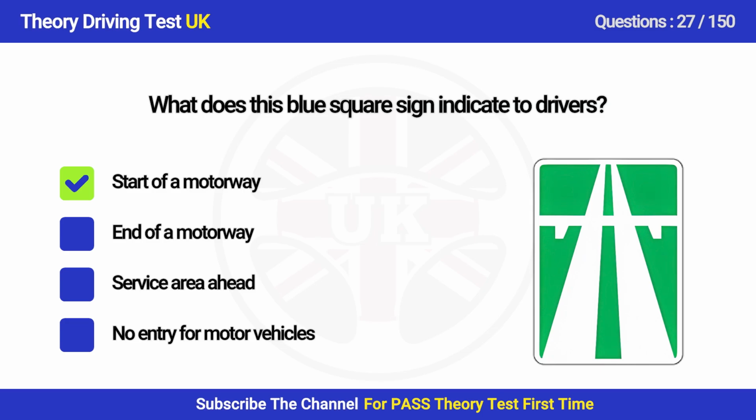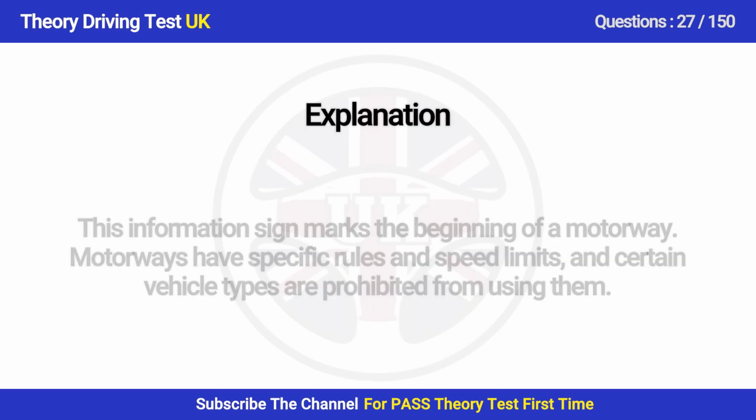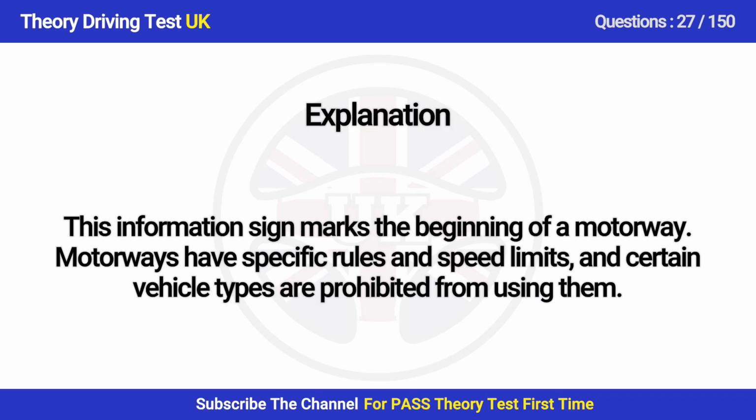Answer is A. Start of a motorway. This information sign marks the beginning of a motorway. Motorways have specific rules and speed limits, and certain vehicle types are prohibited from using them.